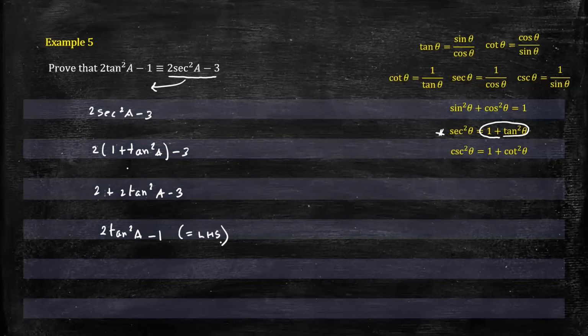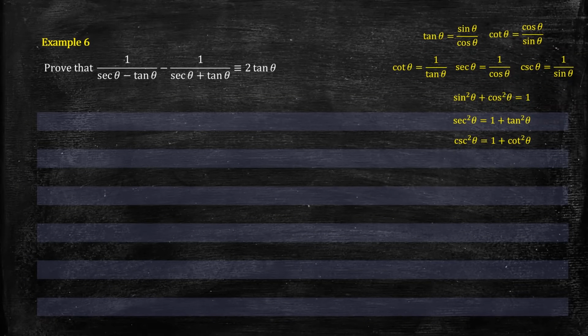So that one's completed. In example 6, we want to prove that 1 on sec theta minus tan theta, minus 1 on sec theta plus tan theta, is equivalent to 2 tan theta. So we'll work from the left side and try to simplify that to be the right side. And you notice that we have a fraction here. And we have two different denominators. So let's write that down as 1 on sec theta minus tan theta minus 1 on sec theta plus tan theta.